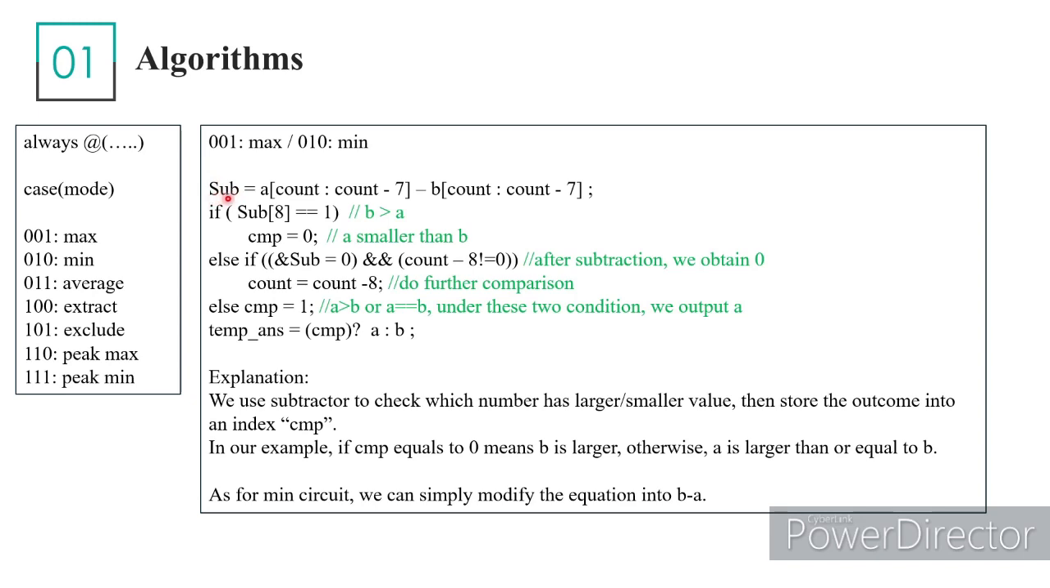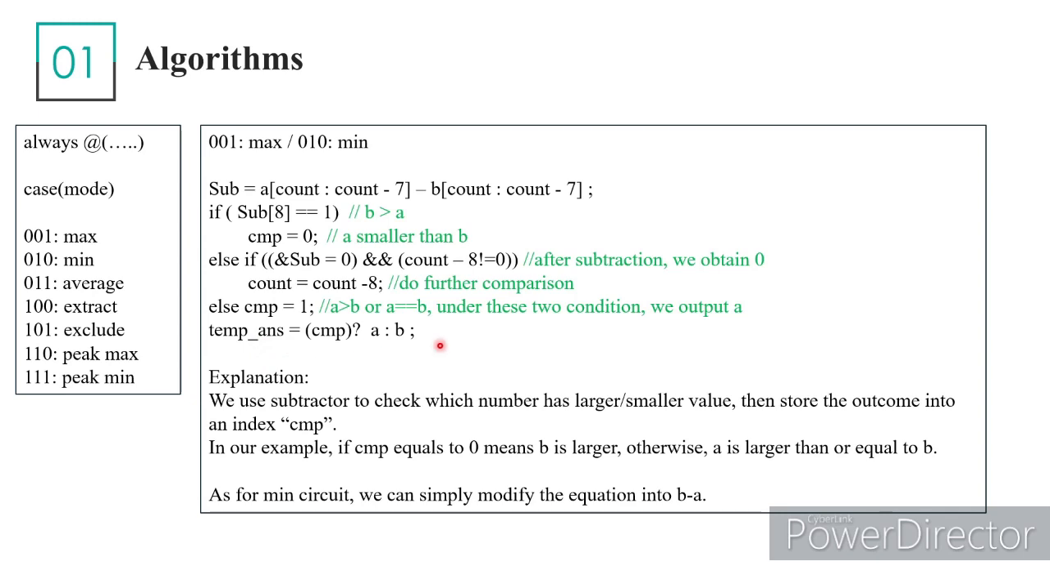We use subtractor as our comparator. In this part, we show how to find the larger value between two numbers by subtraction, and we use an index CMP to store which number is larger. We use CMP and a multiplexer to decide which number should be stored into our temporary answer.